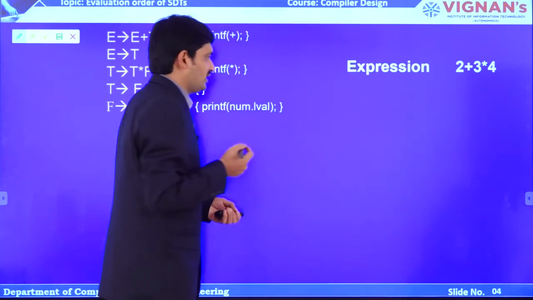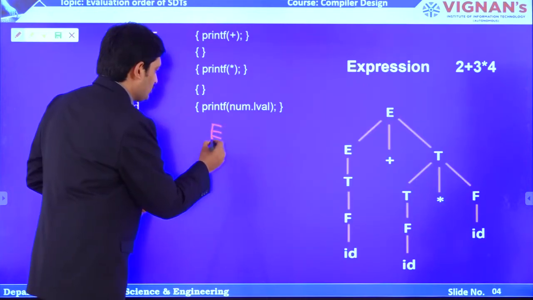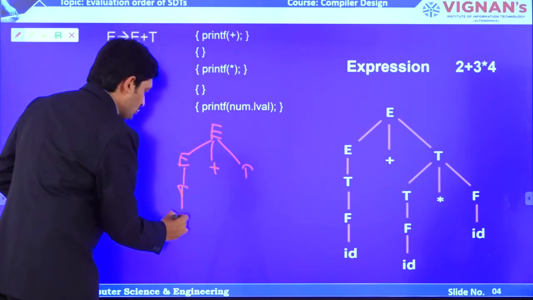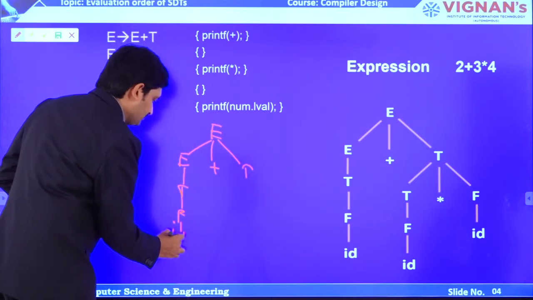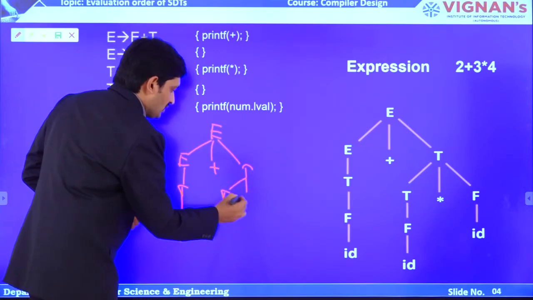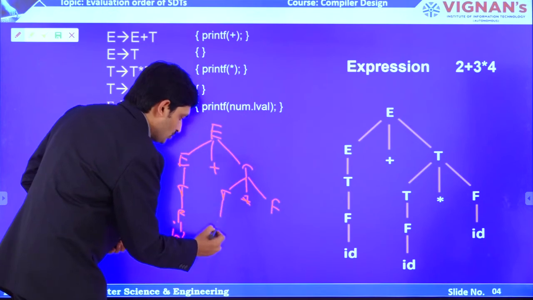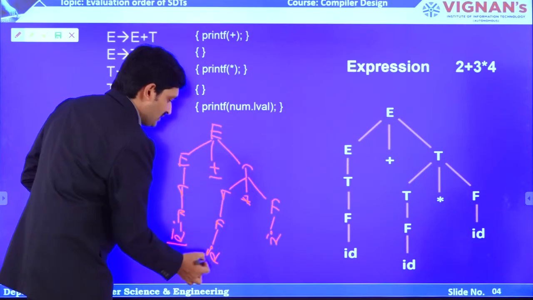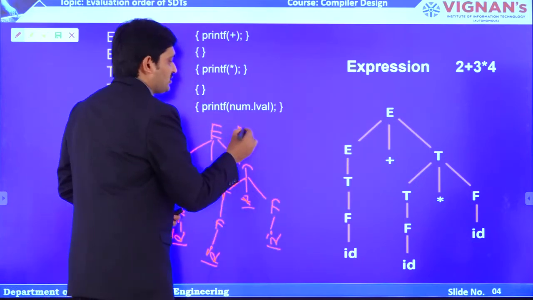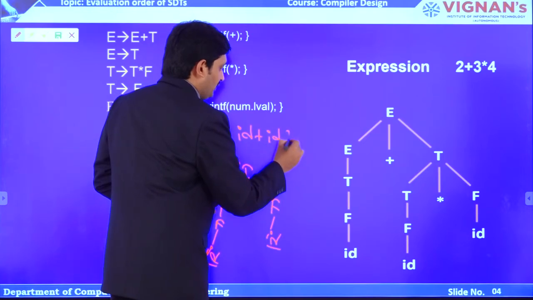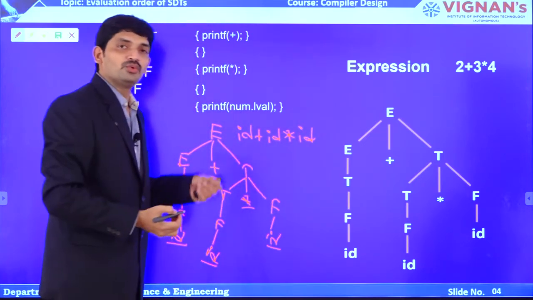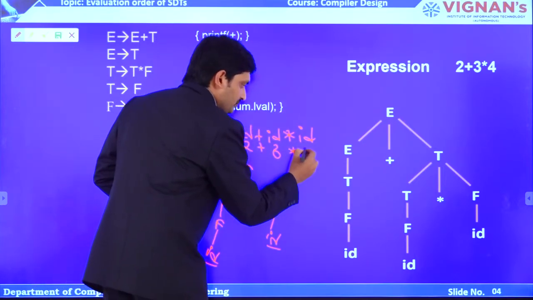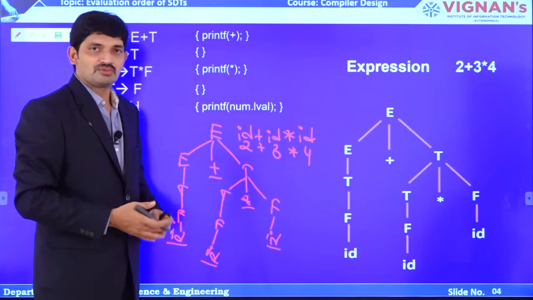We have to draw the parse tree first, starting with E tends to E plus T and E tends to T, T tends to F, F tends to ID and T tends to T star F, T tends to F, F tends to ID and finally F tends to ID. So, ID plus ID star ID is the string generated from the parse tree. Now we are going to evaluate the expression 2 plus 3 into 4 by using these semantic rules.